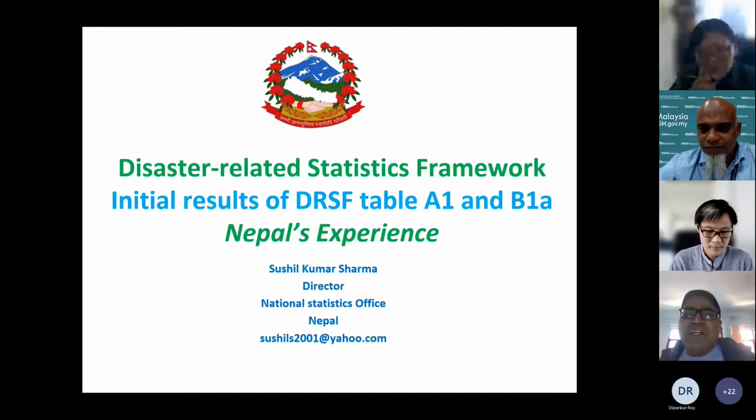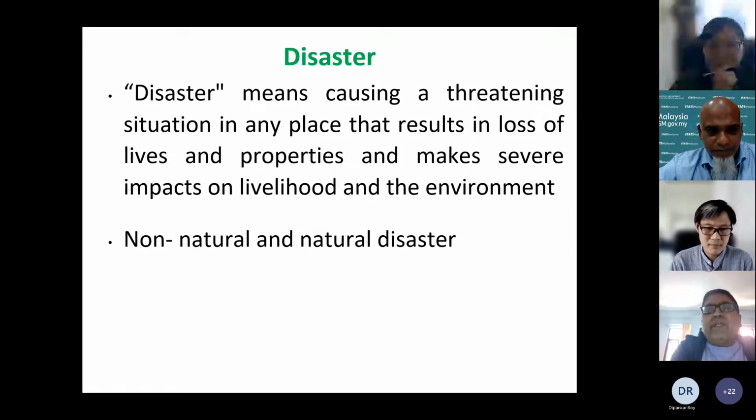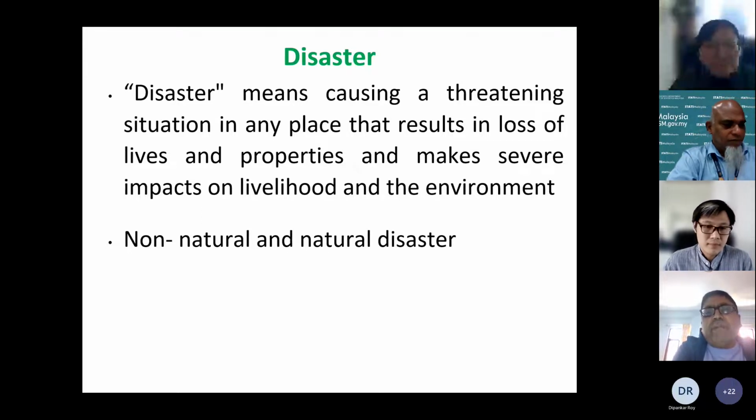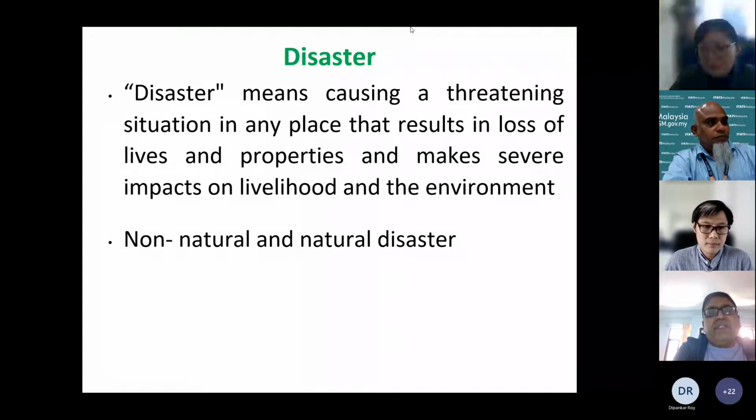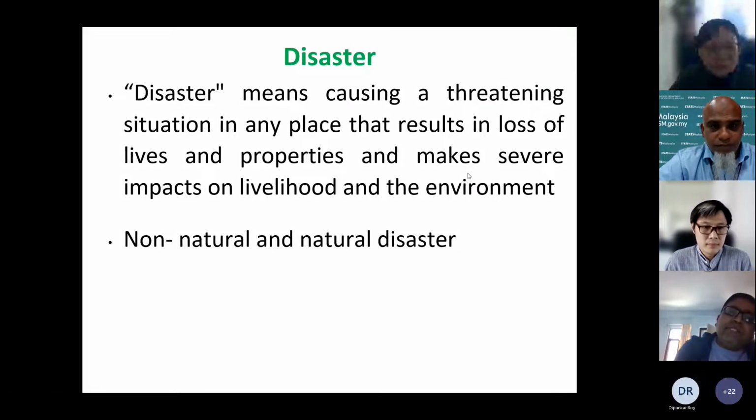Next slide, please. According to our act, disaster is defined as a causing or threatening situation in any place that results in loss of lives and properties and makes severe impacts on the livelihood and the environment. It is defined in our Disaster Reduction Act. And the disaster is divided into two parts, non-natural and natural disaster.